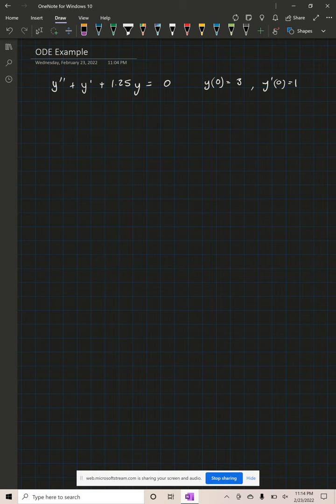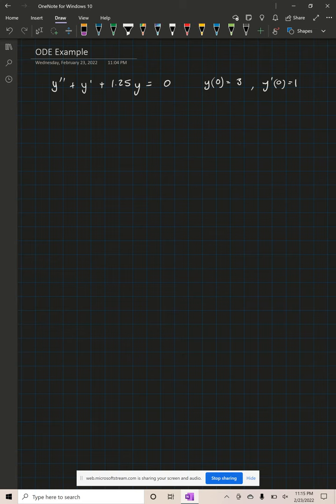Alrighty, hello. We are going to walk through how to solve an ordinary differential equation. In this particular case, we're going to solve a second order differential equation. We have an example problem that we're going to walk through. We have y double prime plus y prime plus 1.25y is equal to 0. And we're also given some initial conditions here. y of 0 is equal to 3, and y prime of 0 is equal to 1.